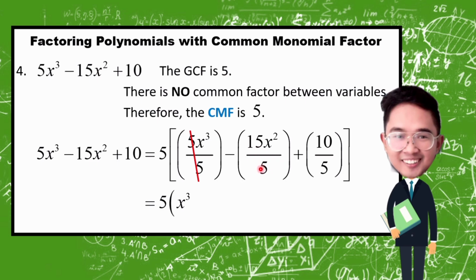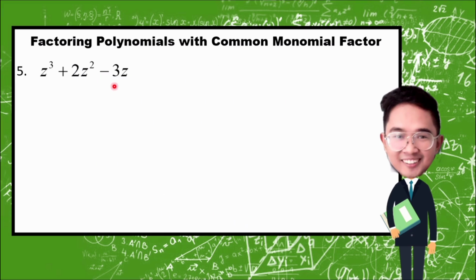15 divided by 5 is 3. And just copy x squared. So we have here minus 3x squared plus 10 over 5, or 10 divided by 5 is 2. So we have here plus 2. And the factors of 5x cubed minus 15x squared plus 10 is 5 multiplied by x cubed minus 3x squared plus 2. Let's have the last example.